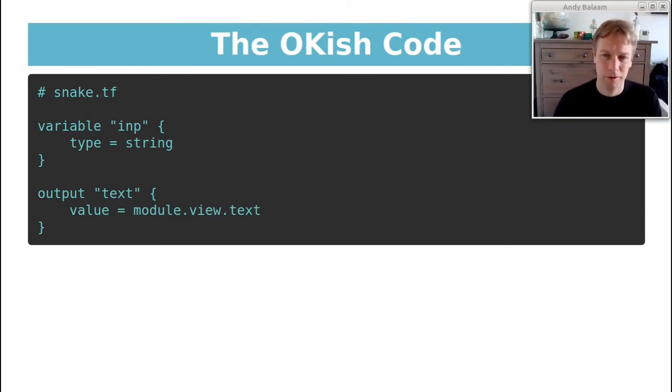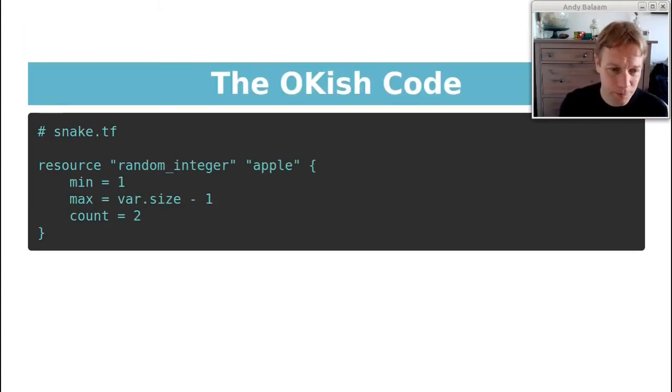So we've defined an input variable, which I called imp, and its type is string. So that's basically something I can pass in on the command line. And we define an output, which I'm just calling text here, and we say what its value is. And its value gets got from a module called view. So module.view.text means go and look at the module called view, get me the output called text from there, and then that's my value, which we then print out on the console. So that's how that grid got printed out on the console.